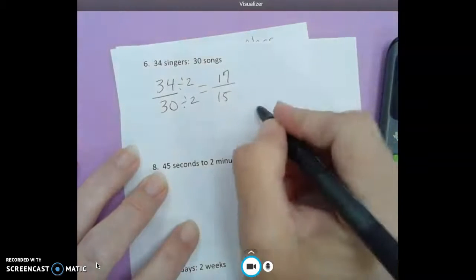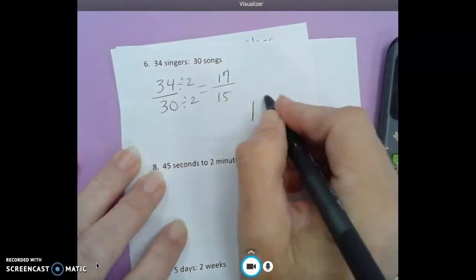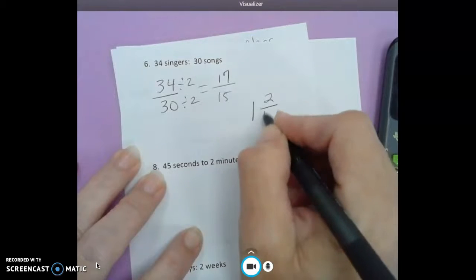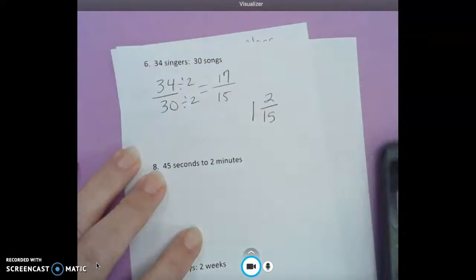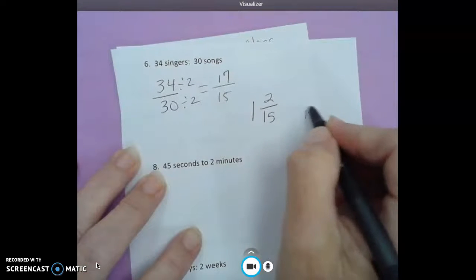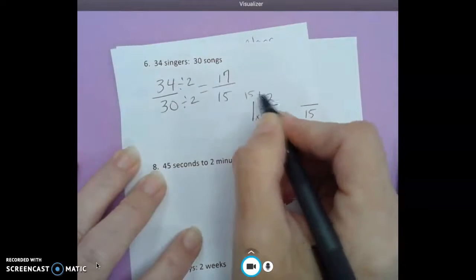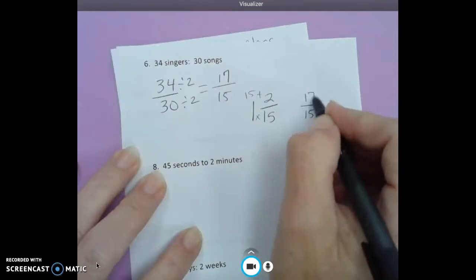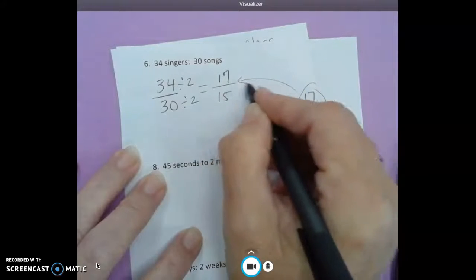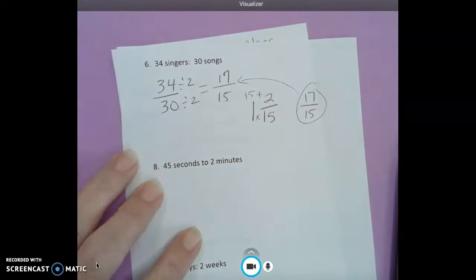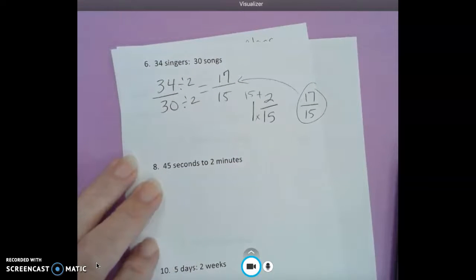So again, we're going to look at 1 and 2 over 15. So to convert that, 15 stays on the bottom. 15 times 1 is 15, plus 2 is 17. And that's how we can take it back if we need to. Or you could just do it by hand, either way.